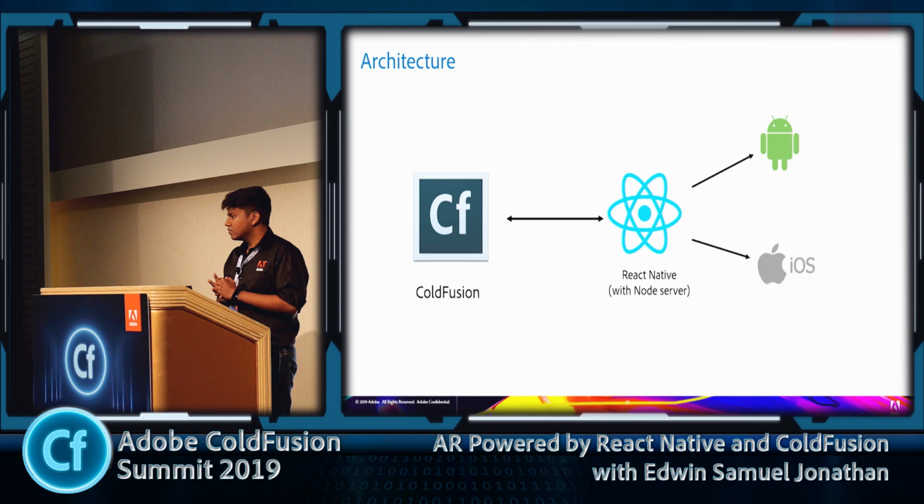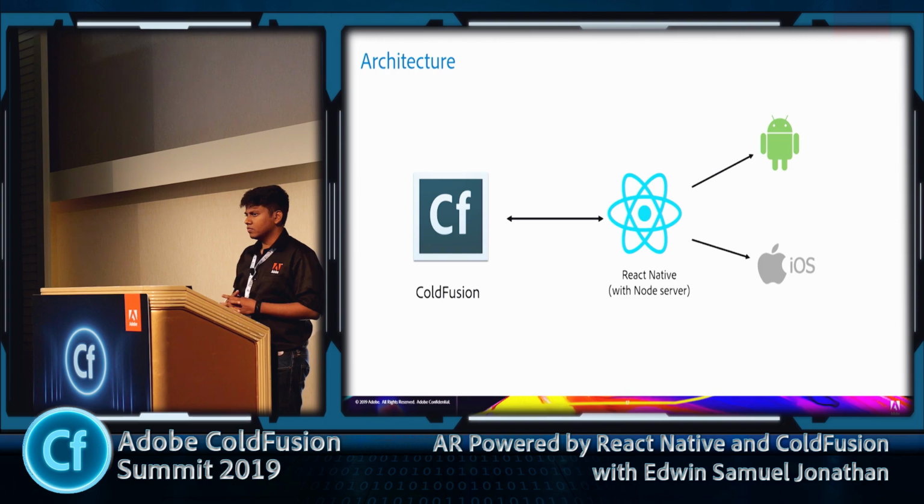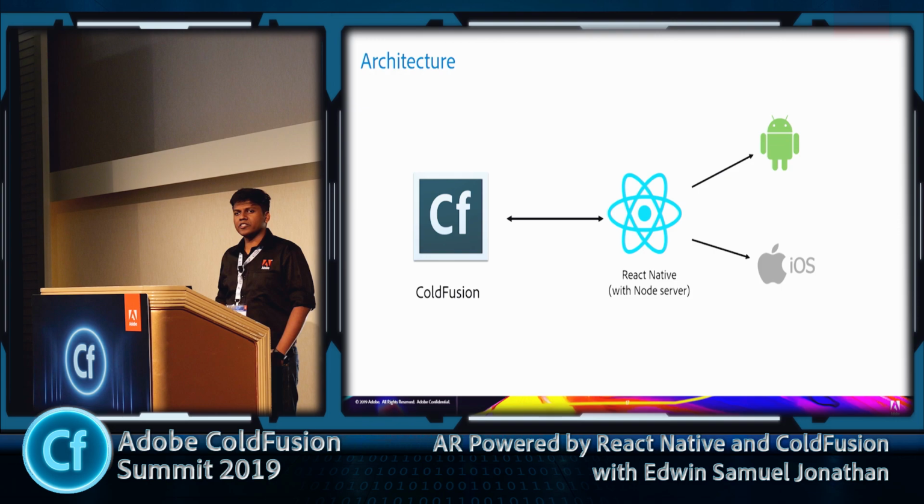We're going to write that in React Native. And for development, you would actually need a Node server for hot reloading, but that would not be needed when you're using it in production. So React Native is going to spit out an APK file for Android devices and an IPA file for iOS devices. And these devices are going to be contacting ColdFusion using REST APIs.